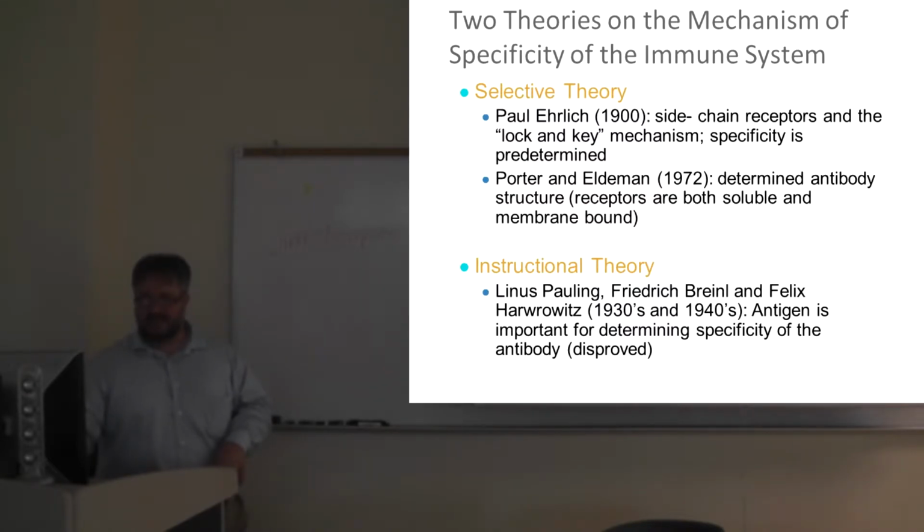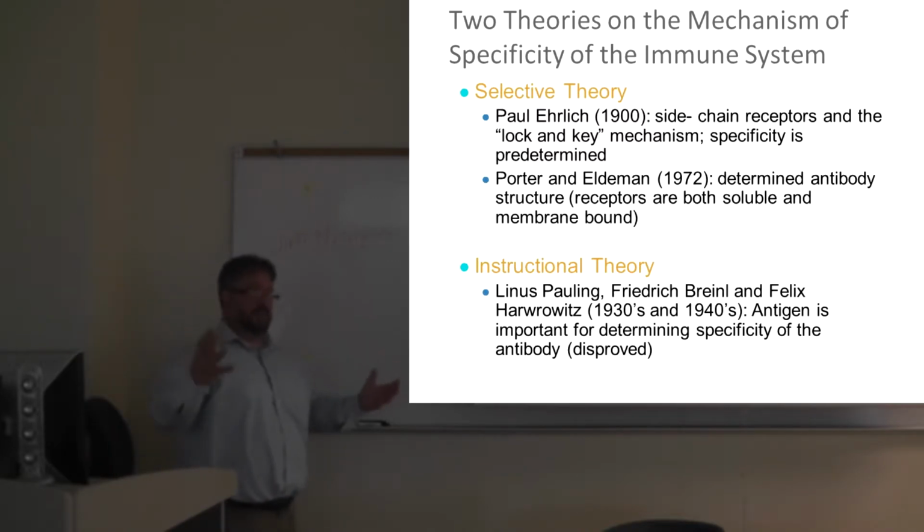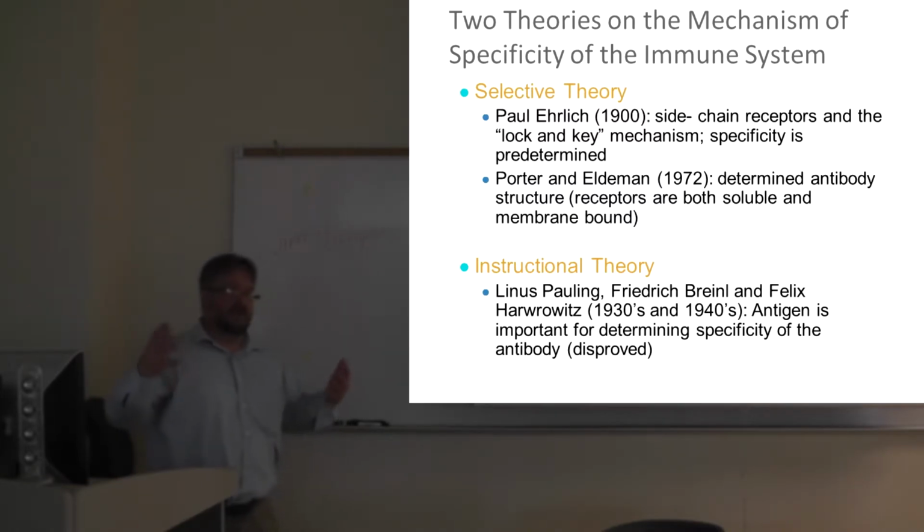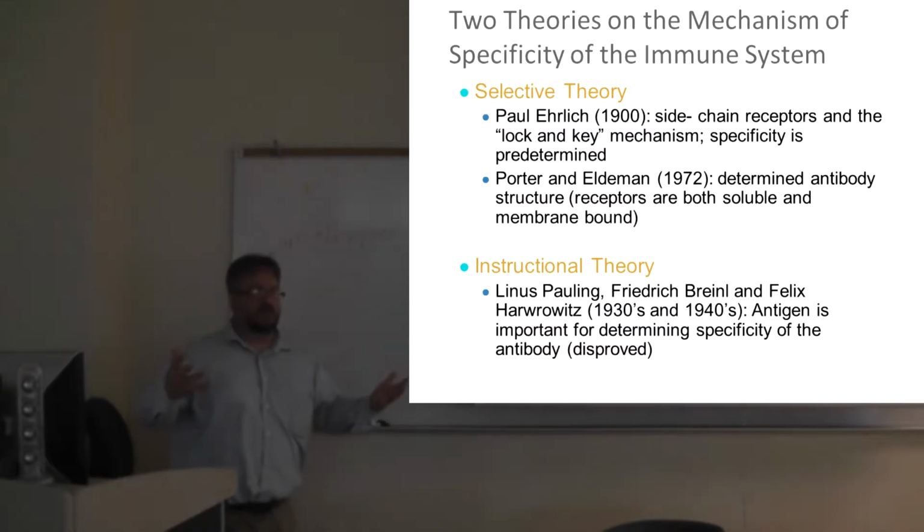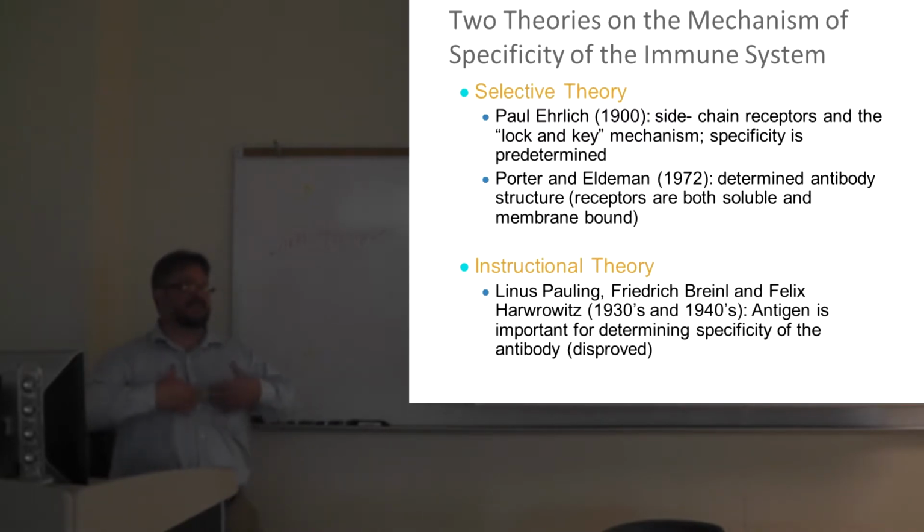It wasn't until 1972 that Porter and Edelman determined the antibody structure and proved that he was right. How these antibodies work is basically like Legos, or I don't know, something other than lock and key was a good example. One antibody physically fits onto a molecule, and that gives its selectivity.